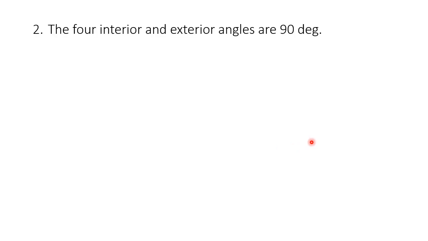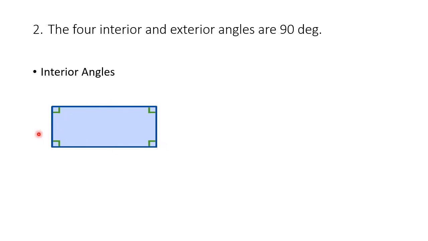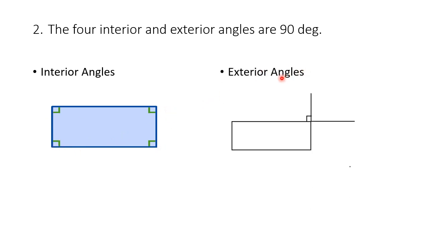Next, the second property is the four interior and exterior angles are 90 degrees. 90 degrees means nothing but a right angle. Interior means inside and exterior means outside. So interior angles, the shape of rectangle looks like this, which I have marked in four green lines, that is called a right angle, which looks like L shape. So the four interior angles are also 90 degrees. In rectangle, four interior angles are 90 degrees and exterior angles are also 90 degrees.